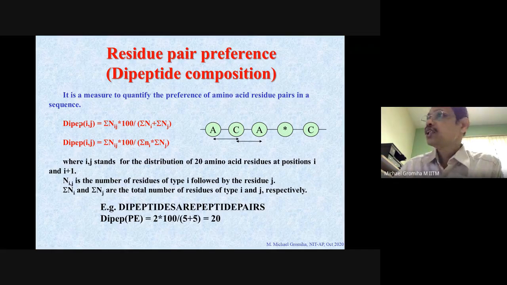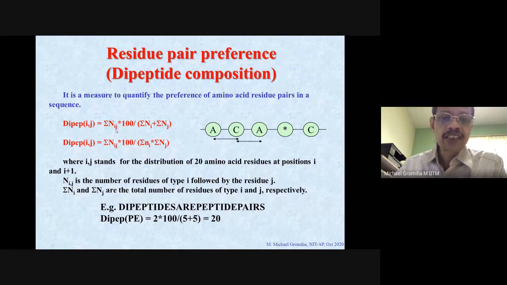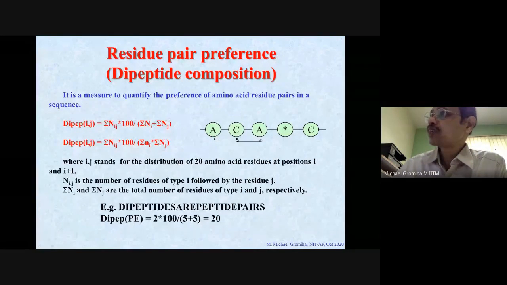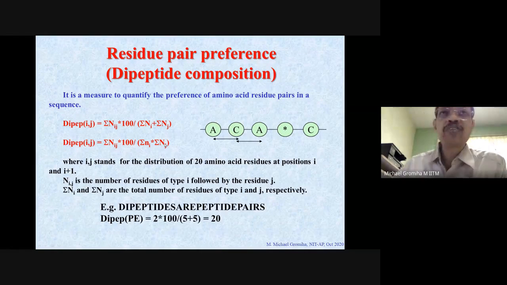Right? So here the dipeptide composition you can calculate as IJ, where I is the first residue and J is the second residue, multiplied by 100 for normalization, divided by the total number of times this residue occurred, Ni plus Nj. Or you can do it as a probability, the number of probable times Ni into Nj. You can use any of these equations to calculate dipeptide.